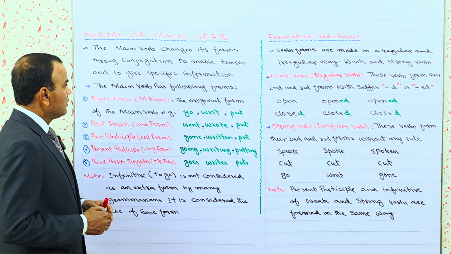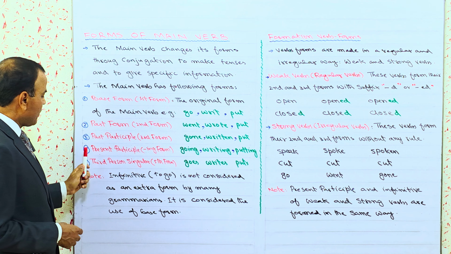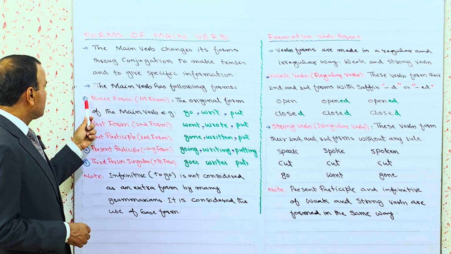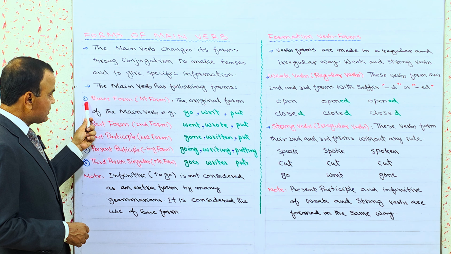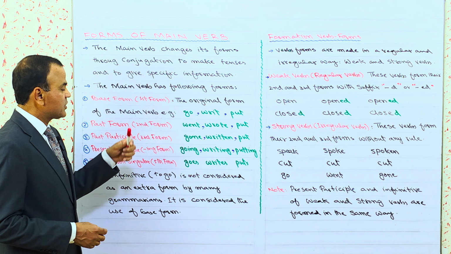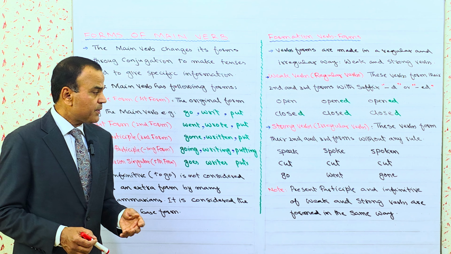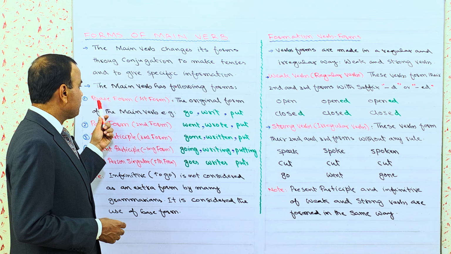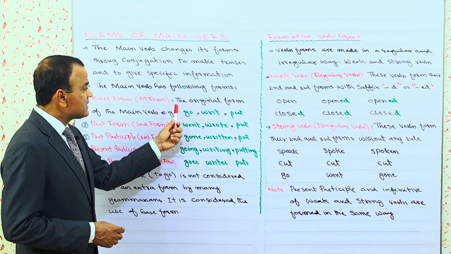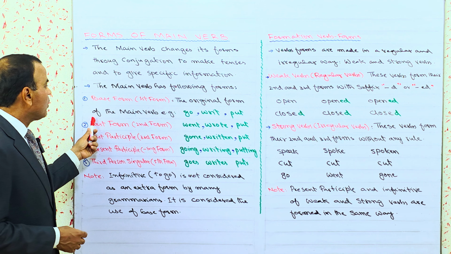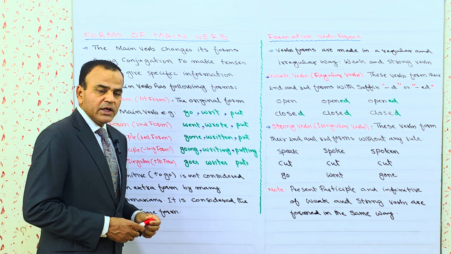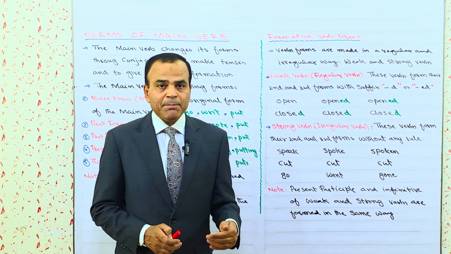Basically, in English grammar, the main verb has the following five forms. The first form is the base form. It is also called the first form, and some grammarians also call it the imperative form when it is used in that particular way. So what is the first form or base form? This is actually the original form of the main verb. In grammar, we also call it the stem.